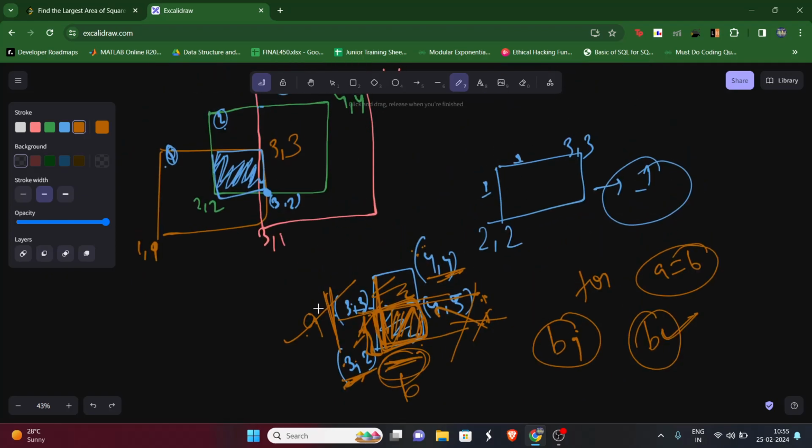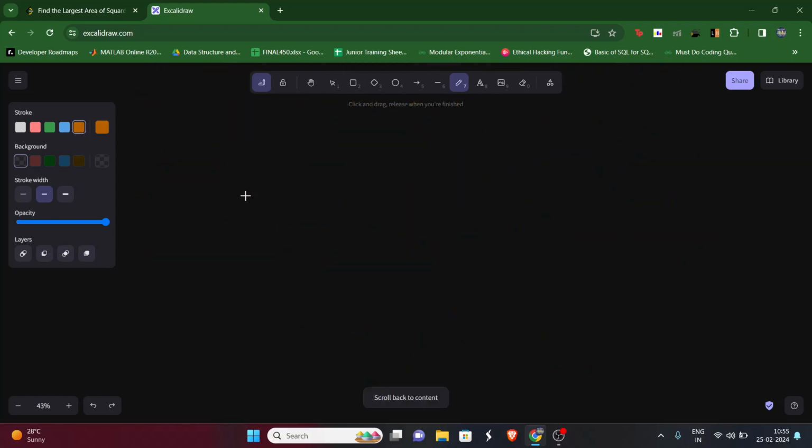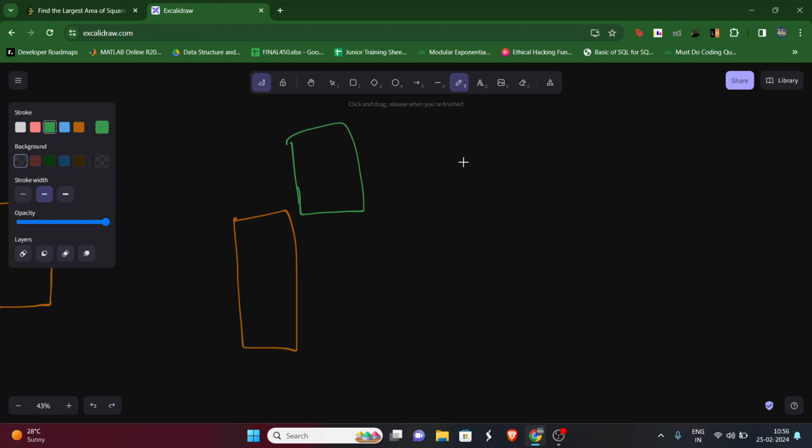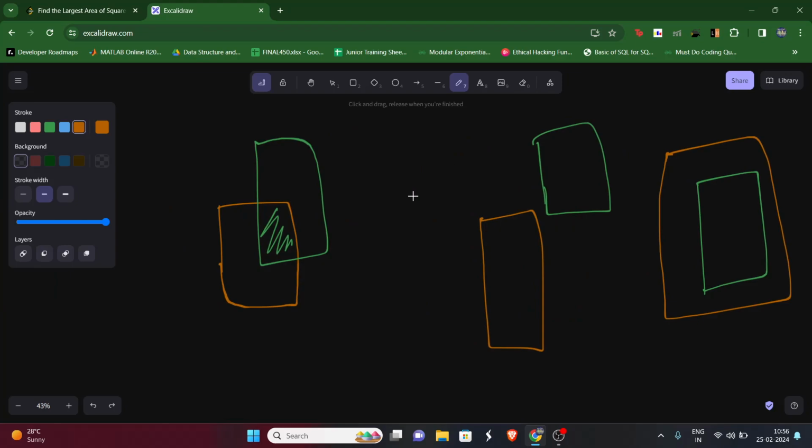Now, how can we decide which is the intersecting part? For that, let's consider a few rectangles. So this is the first rectangle, and the second rectangle can be something here. In that case, this is the intersecting part. Let's say one rectangle is here, and another rectangle is here. Then there is no intersecting part. Now, there can be a scenario such that one rectangle is here, and another rectangle is something like this. There are many other possibilities, but let's just focus on a combination of two rectangles.